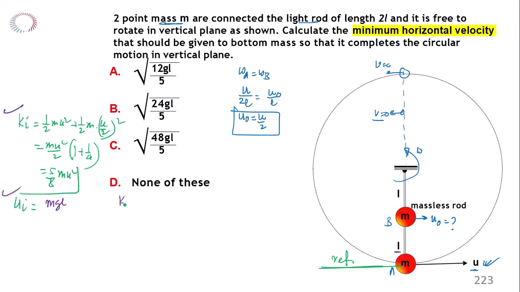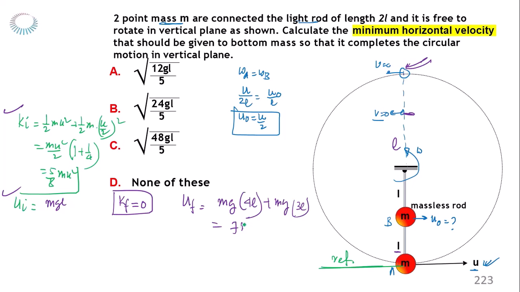Similarly, I calculate the final kinetic energy. So entire final kinetic energy is 0, because both the particles are at rest. So what about U final? For the first particle, mg into 4L, because this particle is at a distance of 2L plus 2L, that means 4L above. Plus the second particle is at a distance of L plus 2L, that means 3L from the reference line. So it is 7mgL. So final potential energy equals 7mgL.